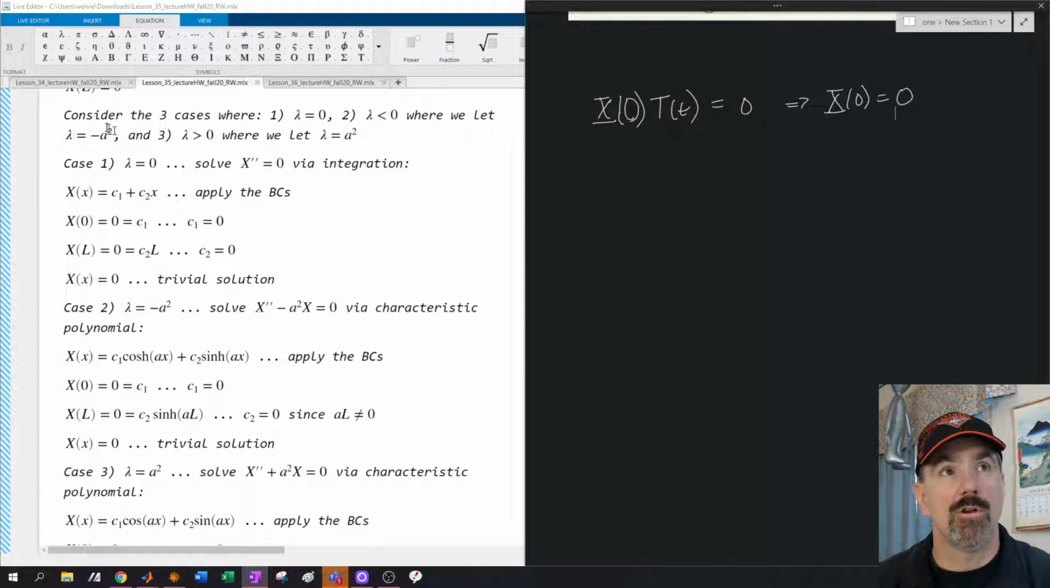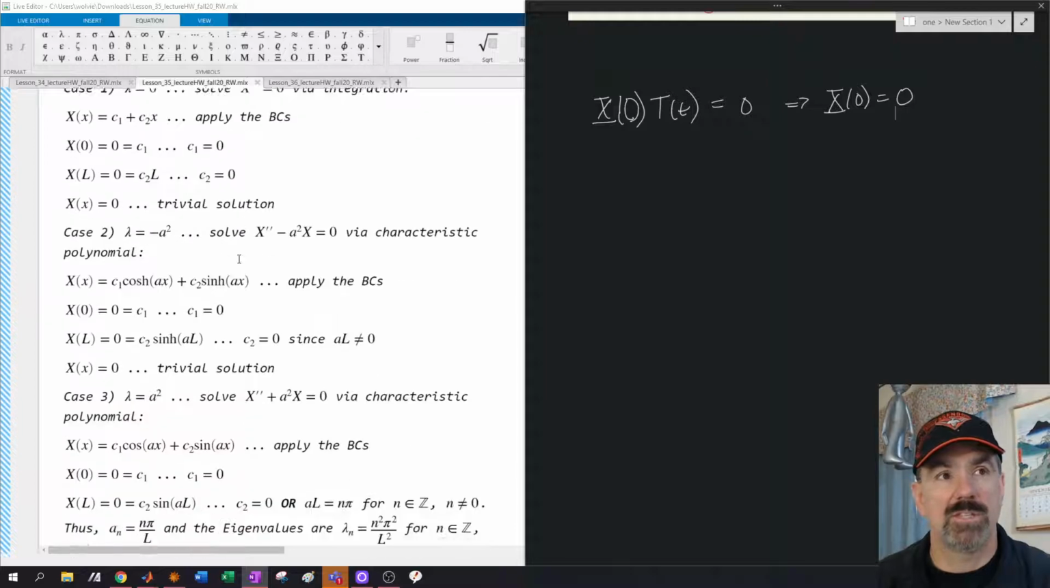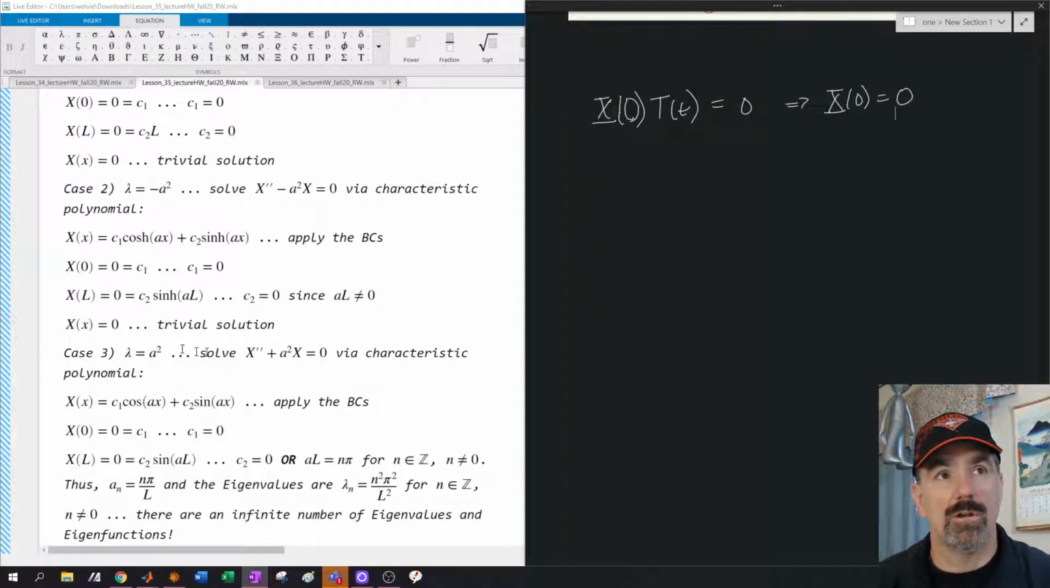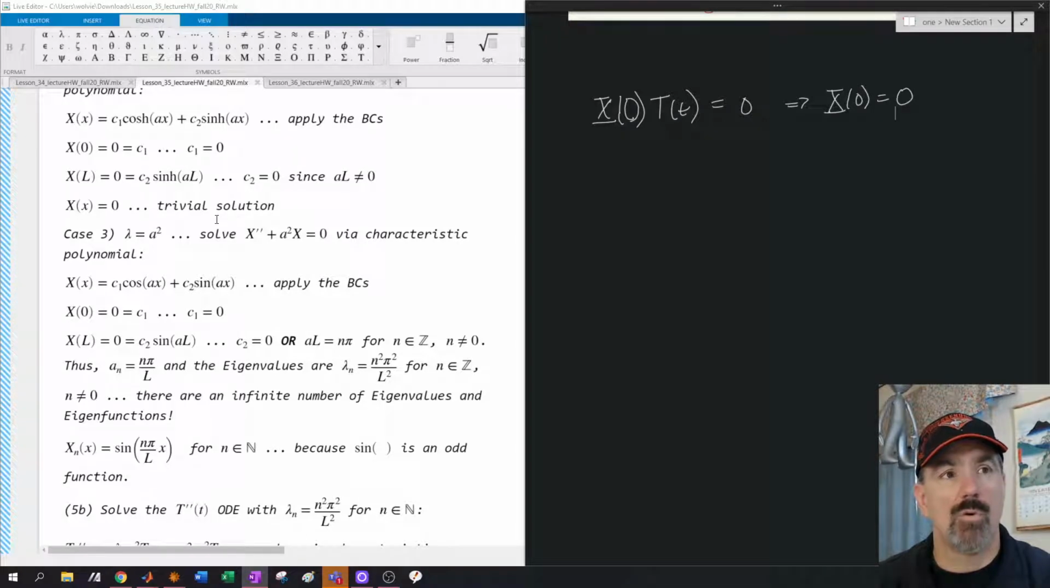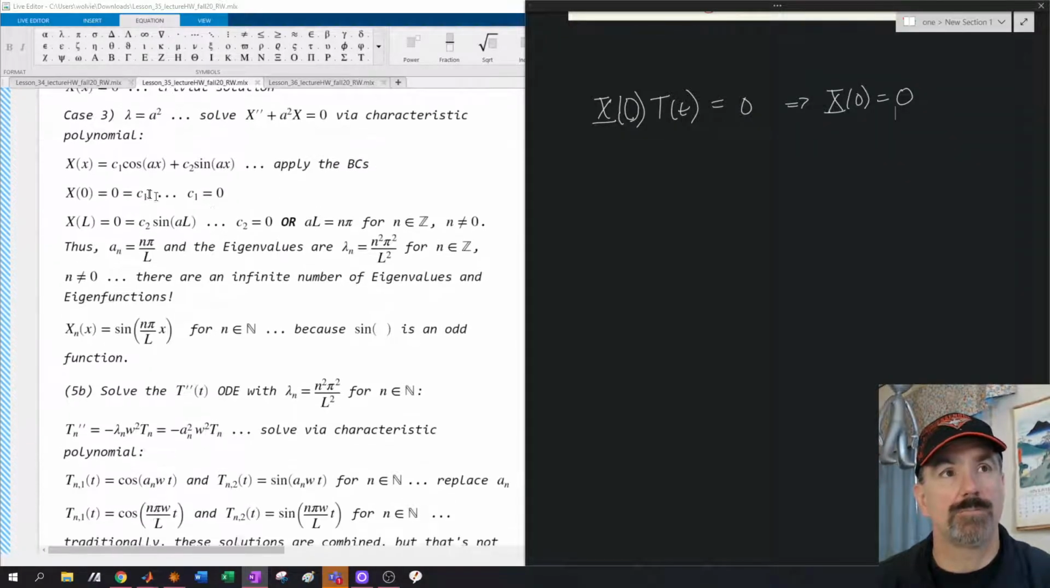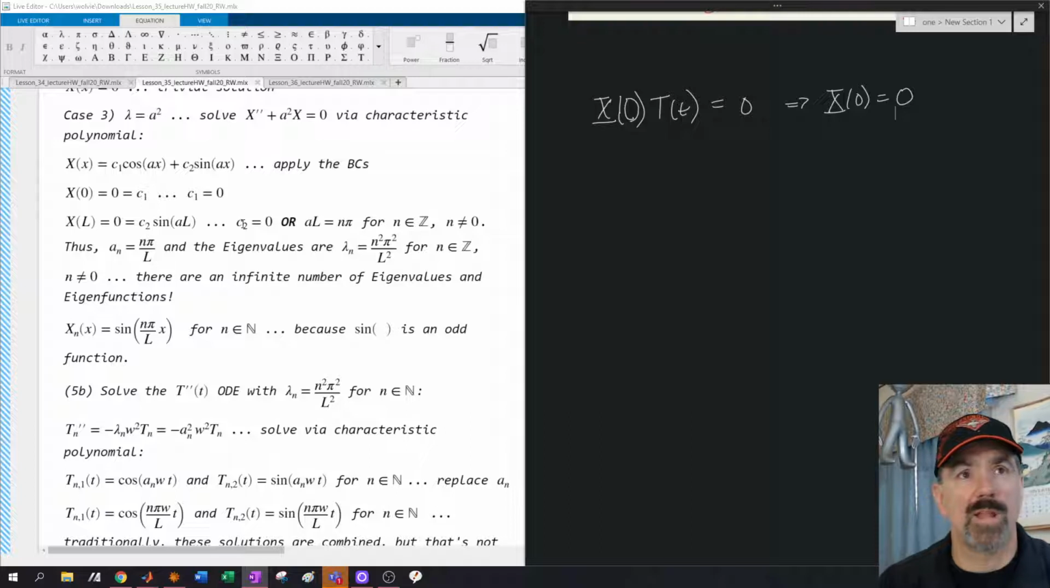So we consider our three cases. As we've looked at repeatedly, 0 is not an eigenvalue in this situation. There are no negative eigenvalues in this situation. We have only positive eigenvalues. So as we go through and apply the boundary conditions, we end up with this expression for alpha here.